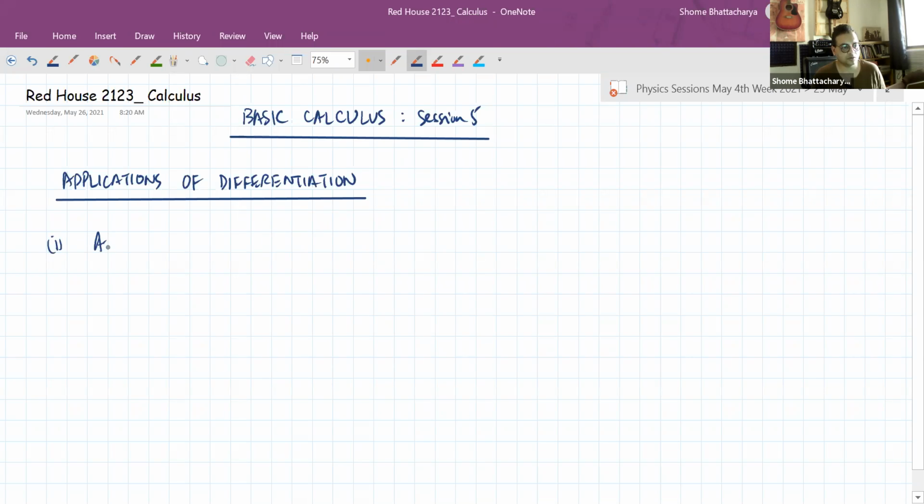So, as a rate measurer. We've seen a couple of problems based on this in the last lecture also, but let's understand this in more detail.